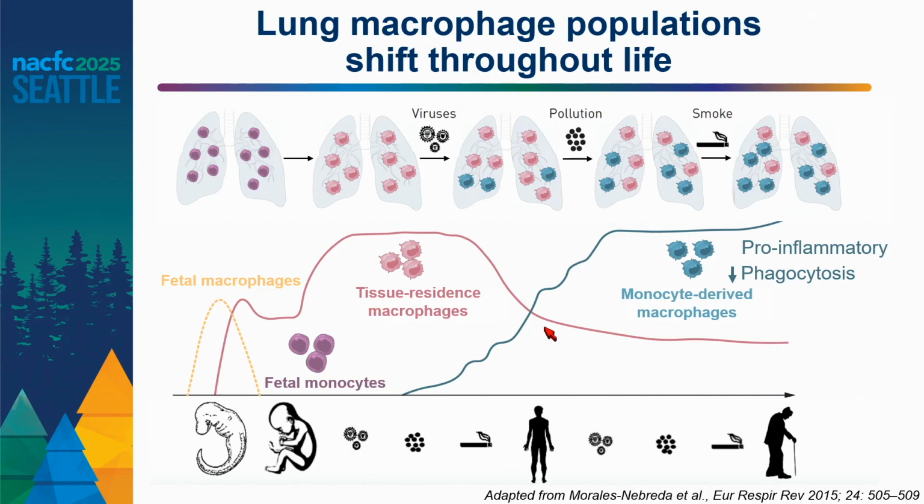I really like these old slides in which these studies summarized what happens during development. So we are born with tissue-resident macrophages in the lung that derive from fetal monocytes. And those cells are extremely resilient. They are able to self-renew. They are able to deal with minor infections. They are able to keep tissue homeostasis. But as part of aging, we are exposed to different stressors. Those tissue-resident macrophages are replaced by monocyte-derived macrophages, and they tend to be more pro-inflammatory and not very good phagocytes.